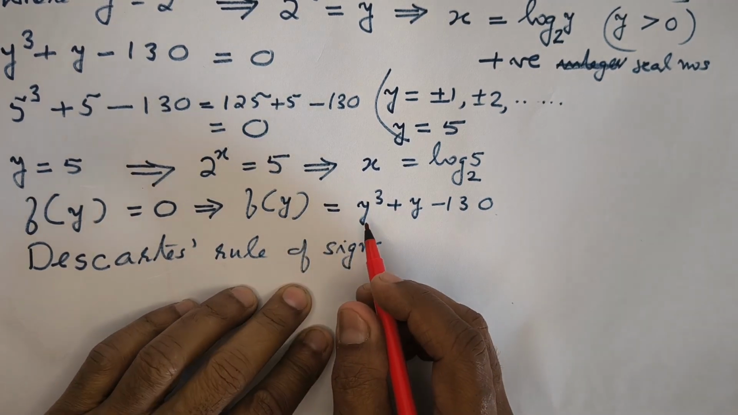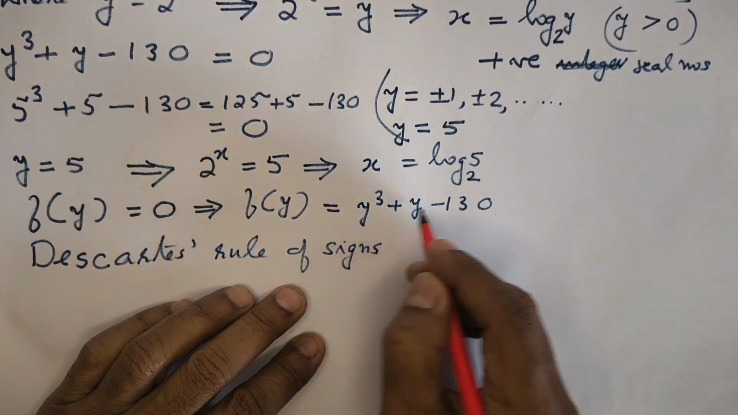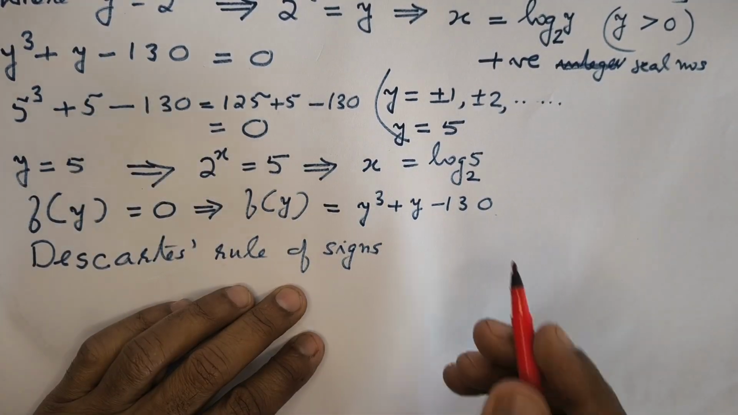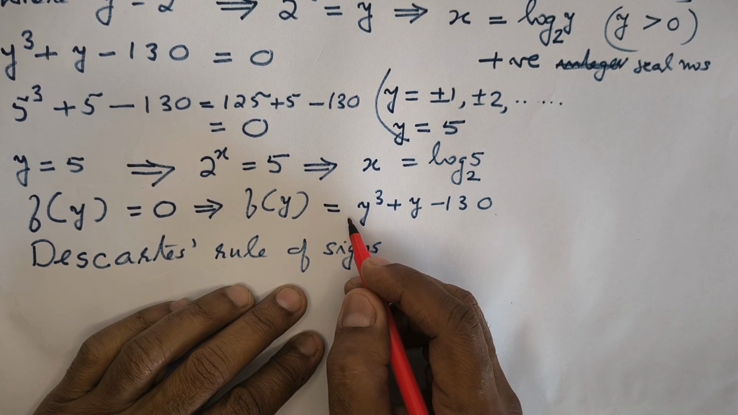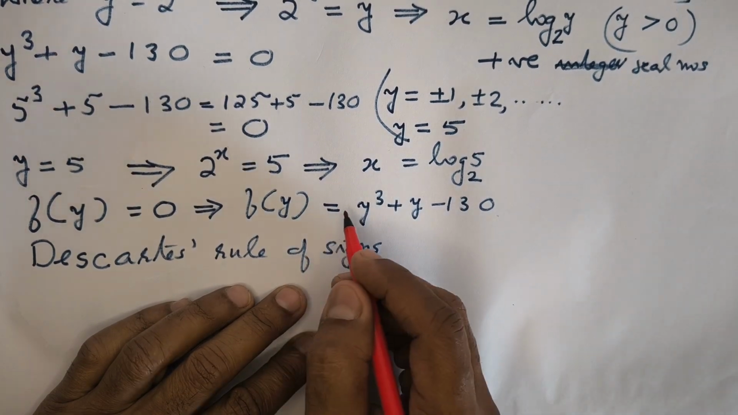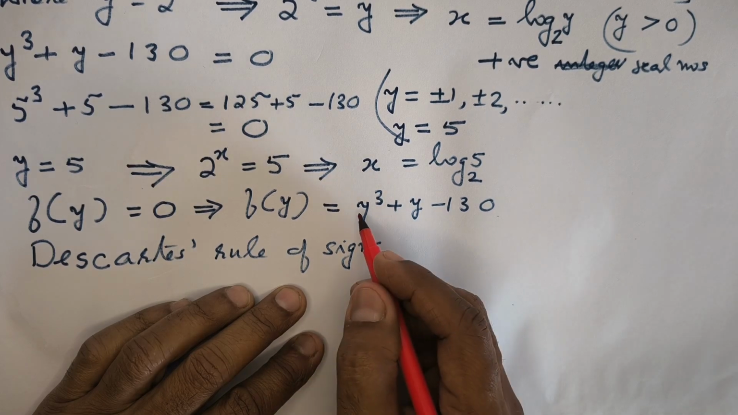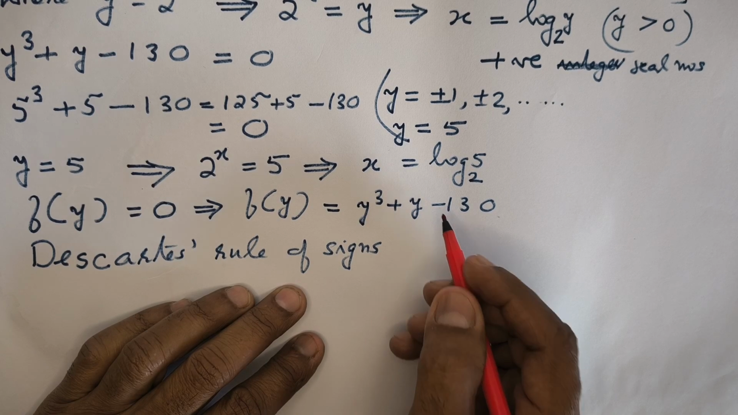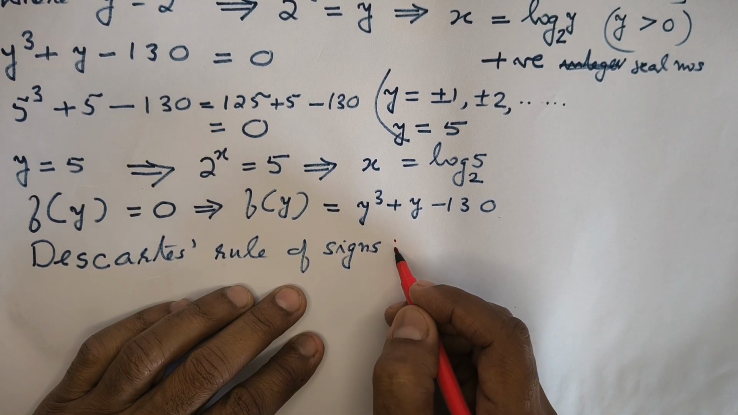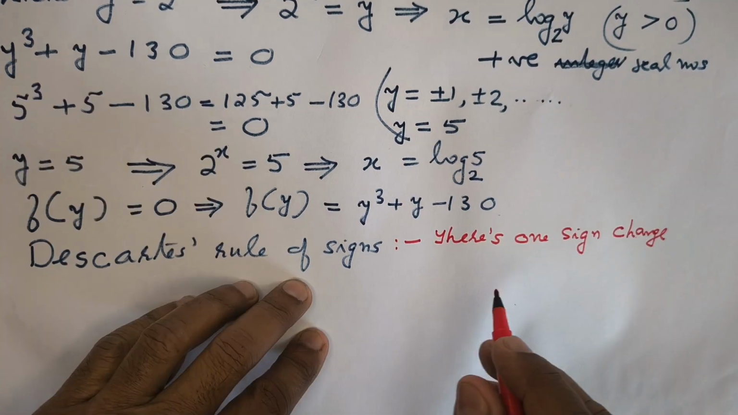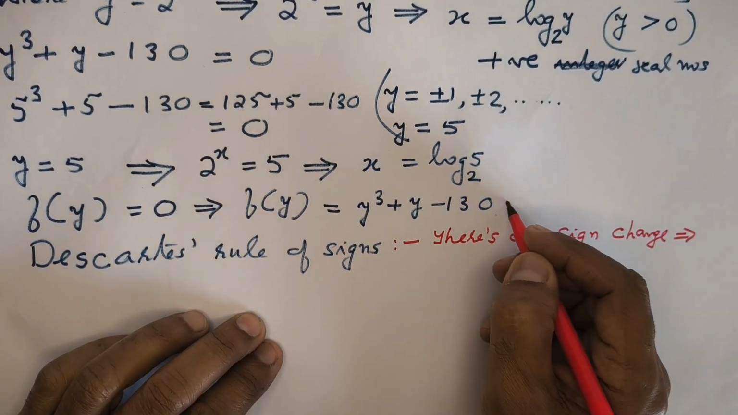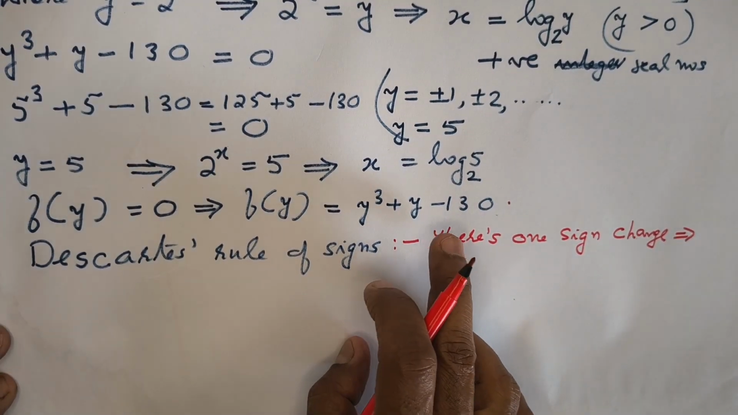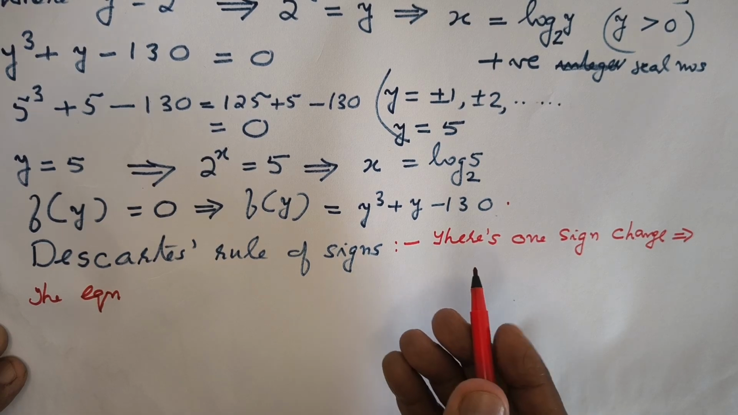Now, if you take F(y), this is the third degree polynomial. When you equate this to 0, you get the given equation. Now, if you look at this polynomial, here it is plus, then minus. So plus turns into minus only once. Plus is going to plus, no change. Here plus is turning into minus. So there is one sign change. There is only one sign change. That implies this equation, when you equate this to 0, that equation, y cubed plus y minus 130 equal to 0.